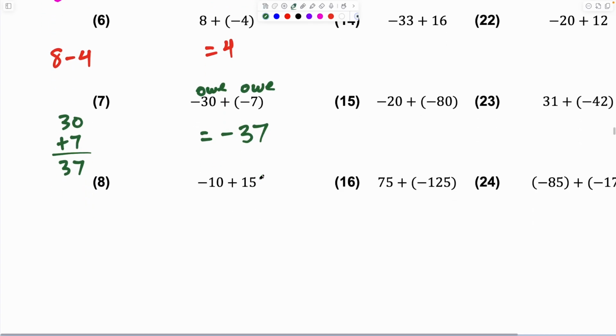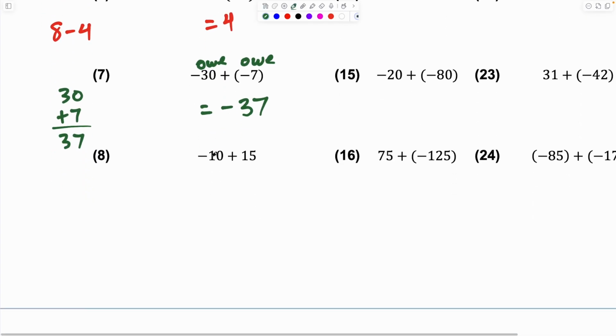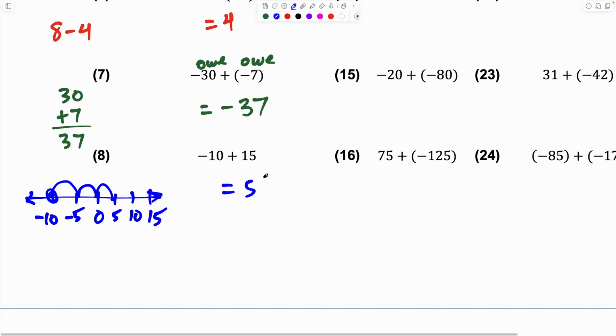Okay, so now moving on, we get to question 8. We have negative 10 plus 15. For this one, if you just see that this is going to be equal to 5 at the end, then excellent. If I draw out the number line, if we have negative 10, and let's say I count by 5, so I have negative 5, 0, 5, 10, 15. If I start at negative 10 and I add 15, so that's 5, 10, 15, that's going to bring us to 5.